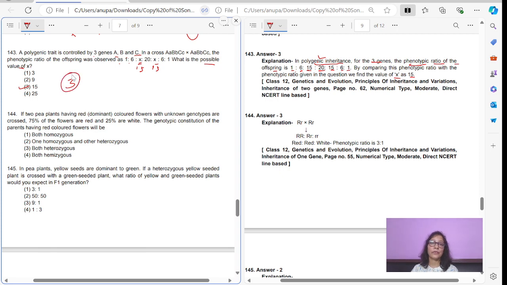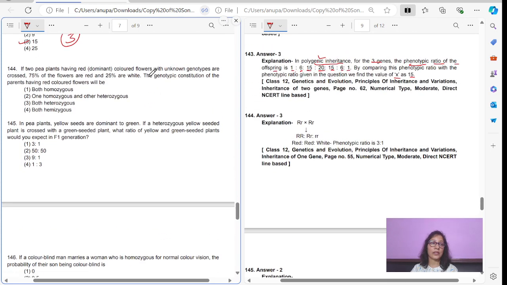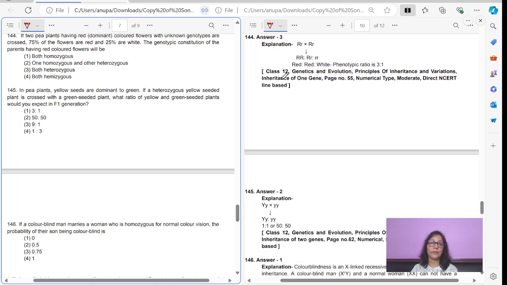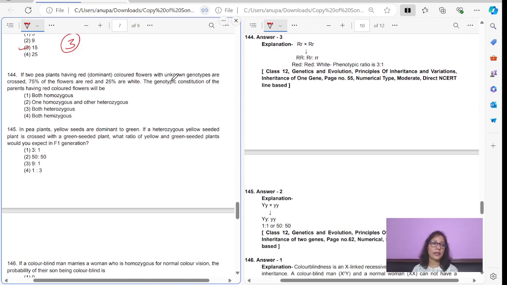That is 15. Now let's move to the next question, that is question number 144. Question number 144 states that if two pea plants having red, that is dominant colored flowers with unknown genotypes are crossed, 75% of the flowers are red and 25% are white. The genotypic constitution of the parents having red colored flowers will be. We have to find out the genotypic constitution of parents.